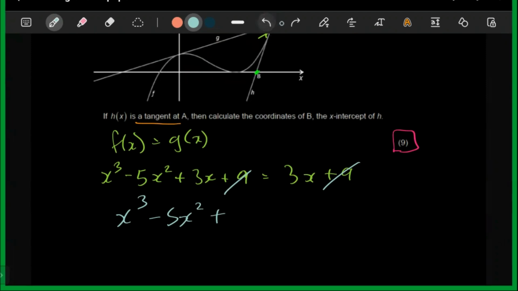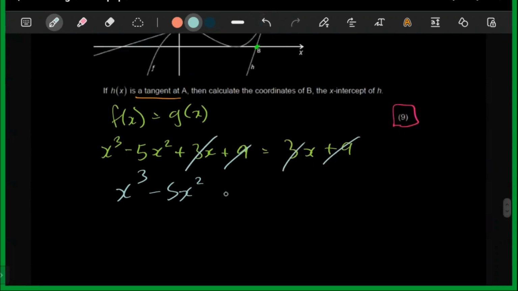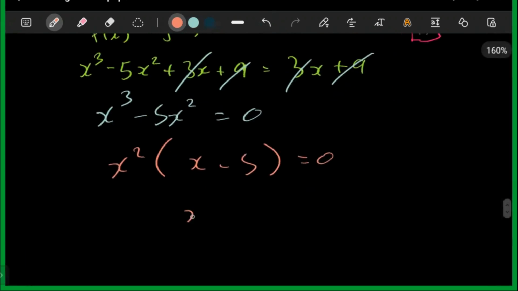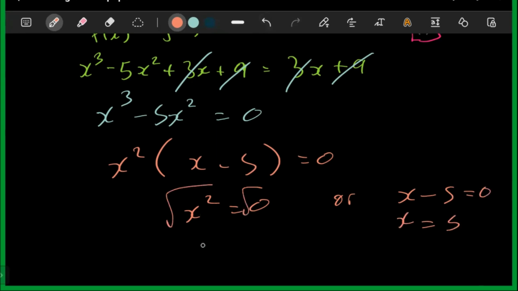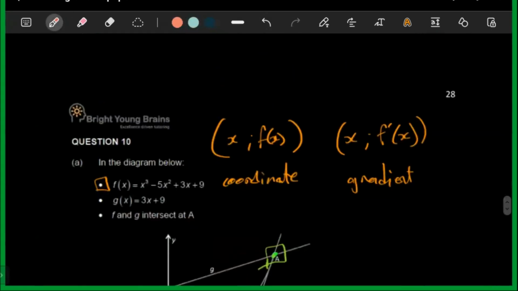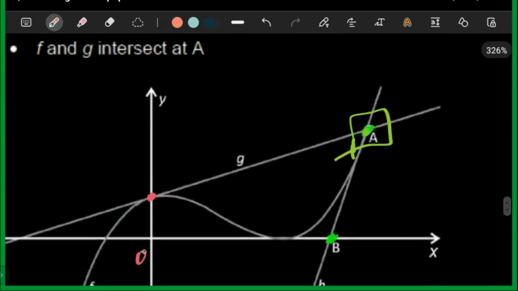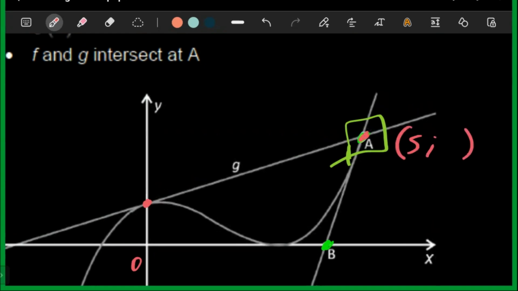The 3x and the 3x will also cancel each other, because you're going to take it over as minus 3x. This is going to give you a 0. Now you can factorize x squared, x minus 5 equal to 0. You have x squared equal to 0 or x minus 5 equal to 0. It means that your x is a 5 or your x is a 0, which makes sense, because you have 2 points where these graphs meet each other. The first point is where x is a 0 clearly. The other point is where the x value is a 5. The y value we don't know, but we're about to find it.